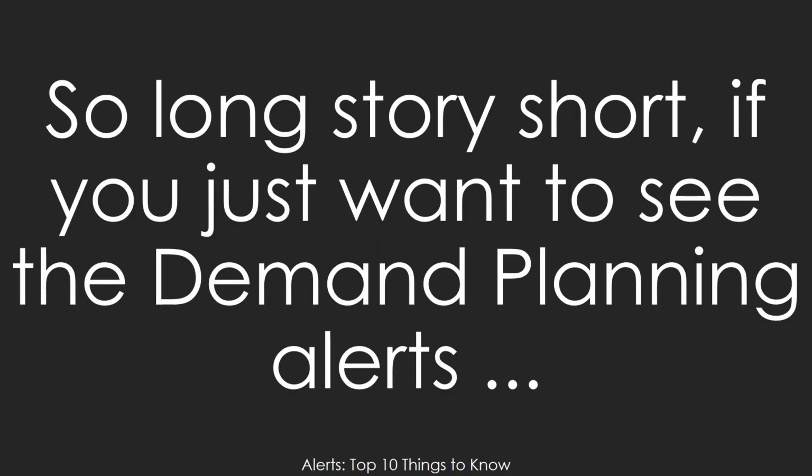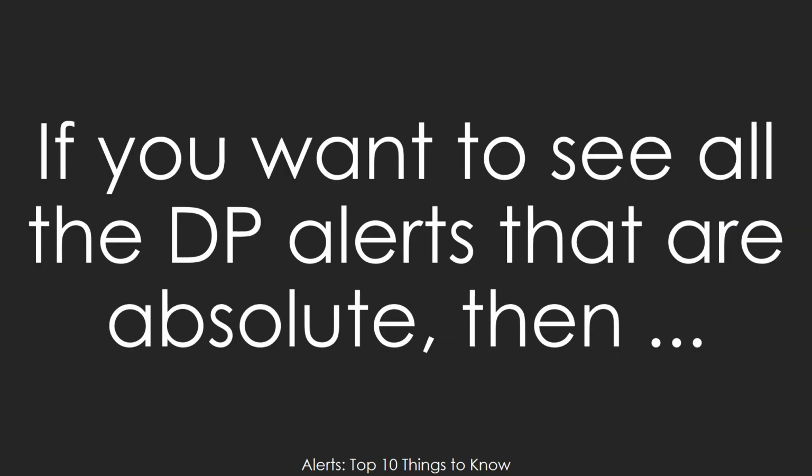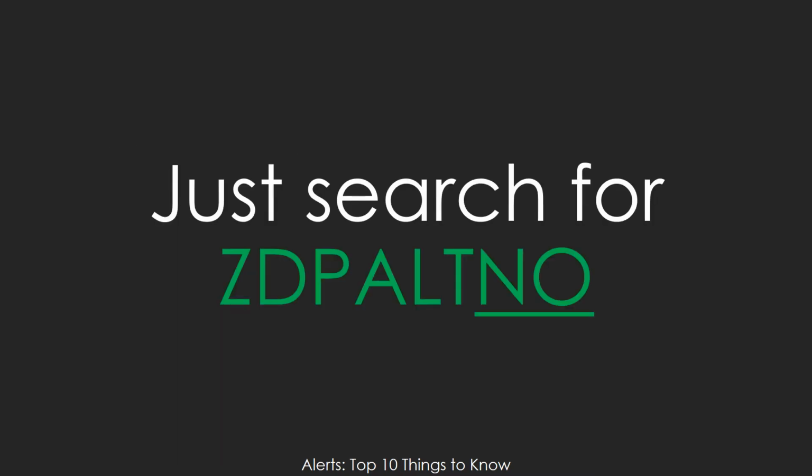So long story short, if you just want to see the demand planning alerts, just search for ZDP ALT. If you want to see all the DP alerts that are absolute, then just search for ZDP ALT NO.